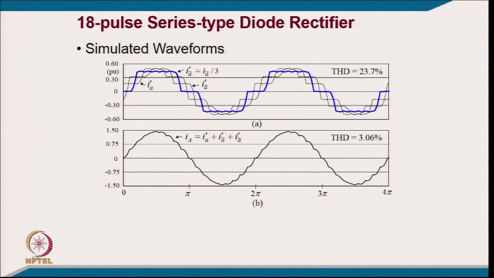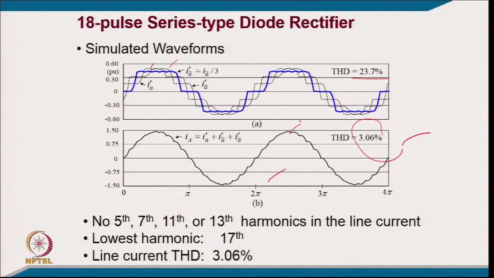So, you can see what kind of waveform it is. You have 3 converters here, and each converter has a THD of the order of 23.7%, but in the 18 pulse you are getting 3.06% in the supply current. Ideally it should be around 10 to 12% approximately, but in place of that you are getting 3%. This is the effect of leakage reactance, which gives a very smooth current. The 5th, 7th, 11th and 13th are eliminated. The lowest harmonics will be the 17th and 19th, and the THD here is 3.06%.